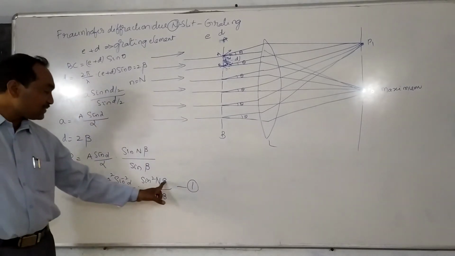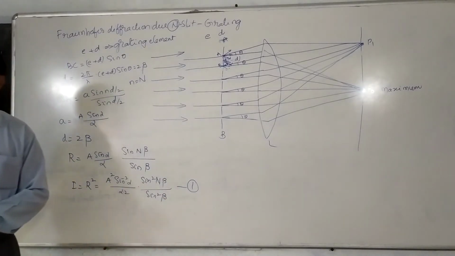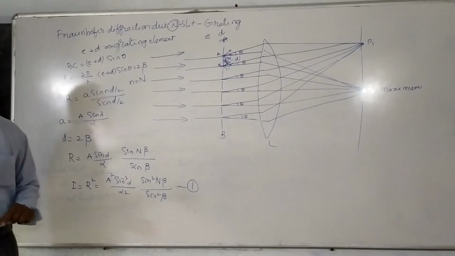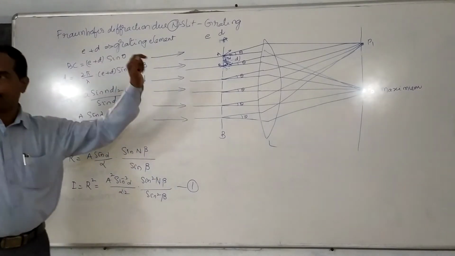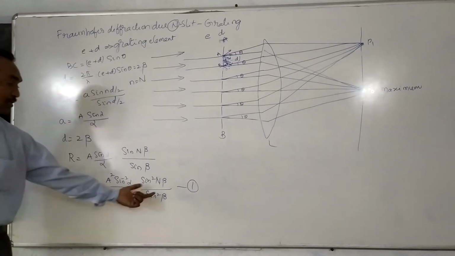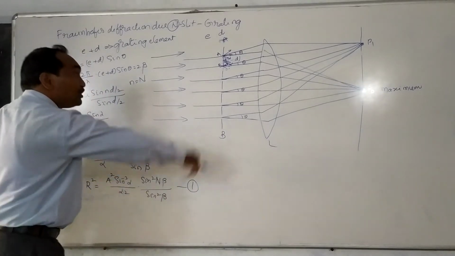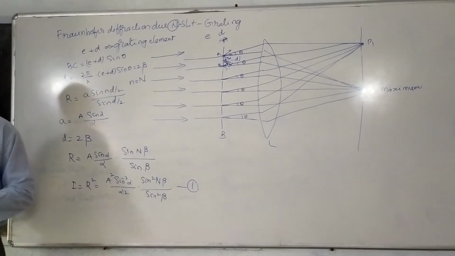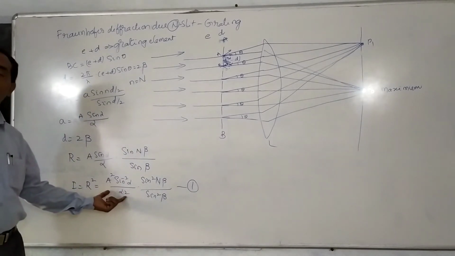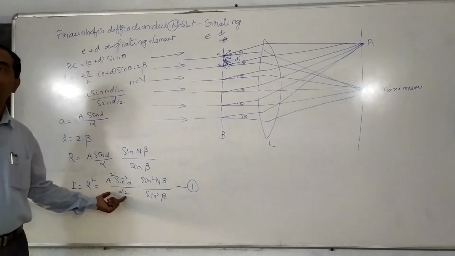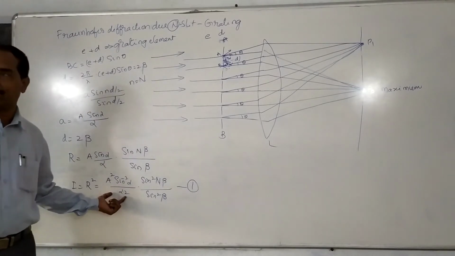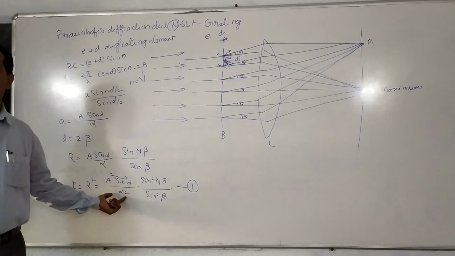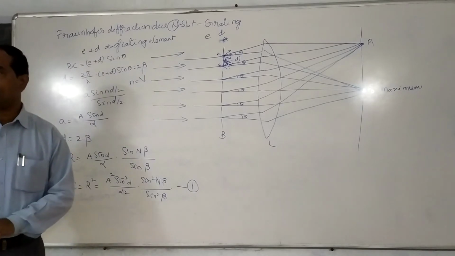And what about this sin square n beta by sin square beta? That represents the resultant intensity due to the n vibrations, or n slits. That is to be determined. Because we already know, we analyzed twice how the intensity is distributed for the single slit, A sin alpha by alpha. There are principal maxima, minimum intensities, and secondary maxima, already discussed.